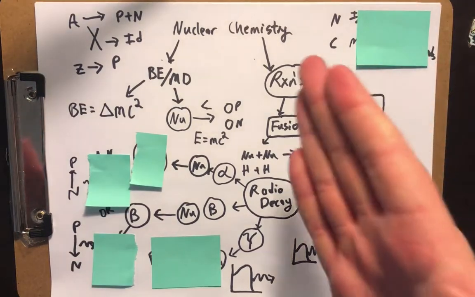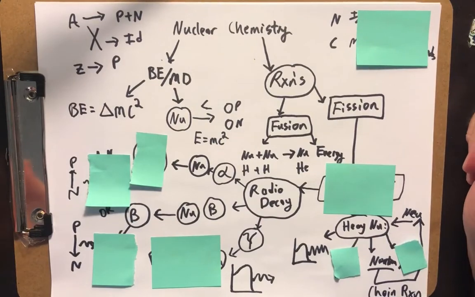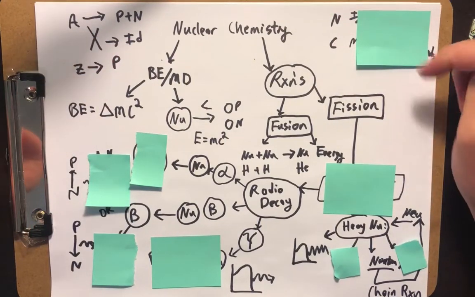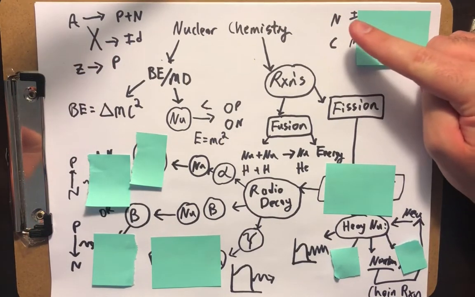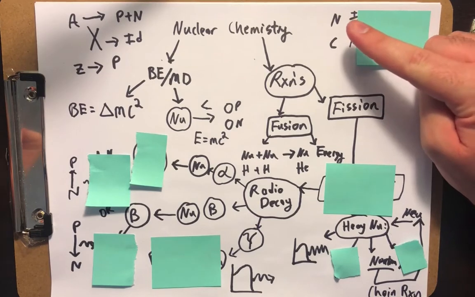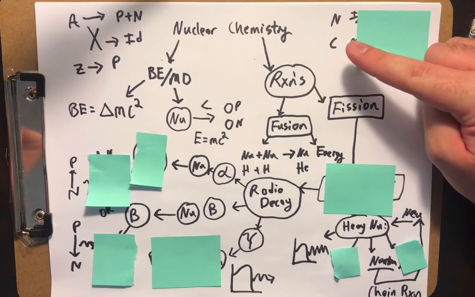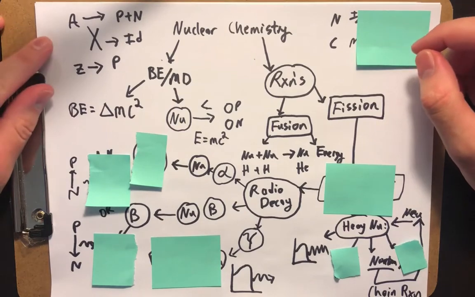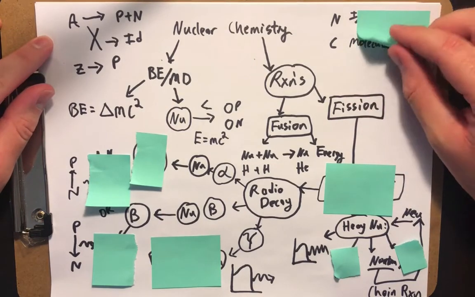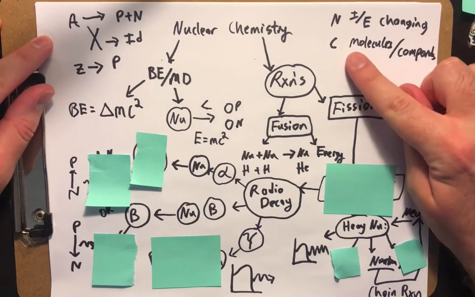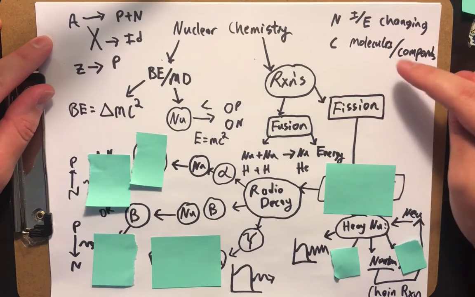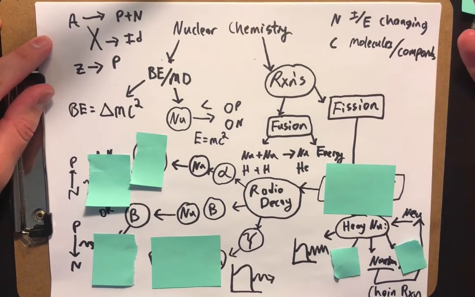Okay, so let's see if you can play fill in the blanks with this little concept map here. We're talking about nuclear chemistry, and I want you to see, can you tell me the difference off the top of your head between a nuclear reaction and a chemical reaction? Well, the difference is that in a chemical reaction, we are making molecules or compounds. We're breaking bonds and reforming them. We're exchanging valence electrons or sharing valence electrons, something like that.